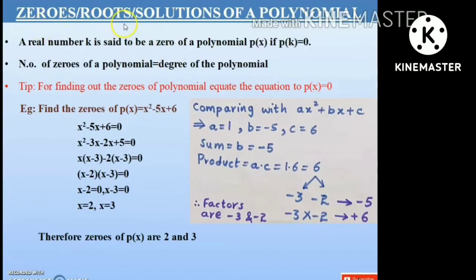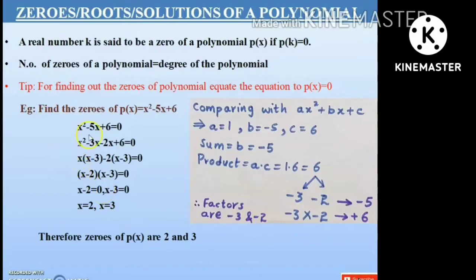Now, what do we mean by zeros? Zeros are nothing but the roots or the solutions of a polynomial. That is, the answer of the polynomial is nothing but the zero of a polynomial. So how to obtain the zero of a polynomial? Whenever we equate this equation to 0, we will get the zeros of the polynomial. For example, find the zeros of p of x is equal to x square minus 5x plus 6.